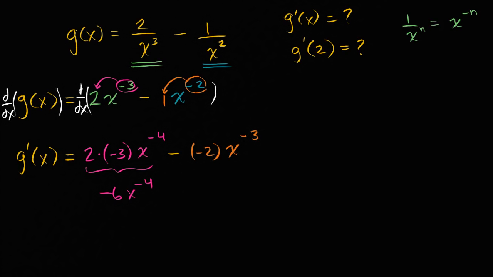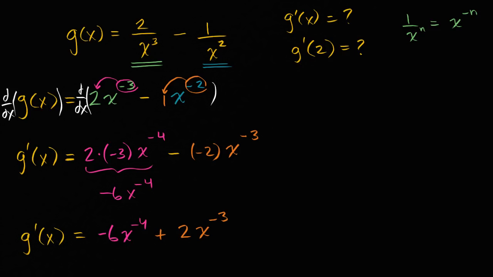And so we can rewrite all of this as the derivative, g prime of x, is equal to negative 6 x to the negative 4th. And now we're subtracting a negative, so we could just write this as plus 2x to the negative 3. This negative cancels out with that negative. Subtracting a negative is the same thing as adding the positive. So we did the first part. We can express g prime of x as a function of x.